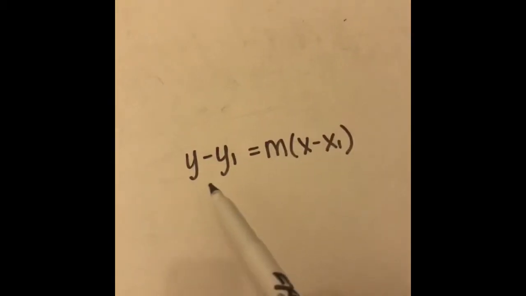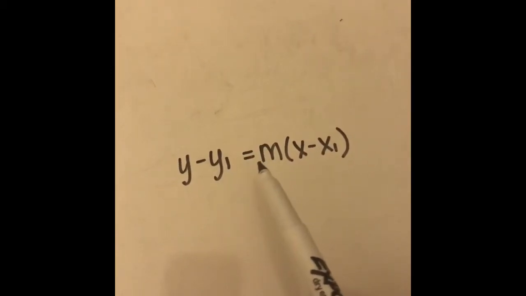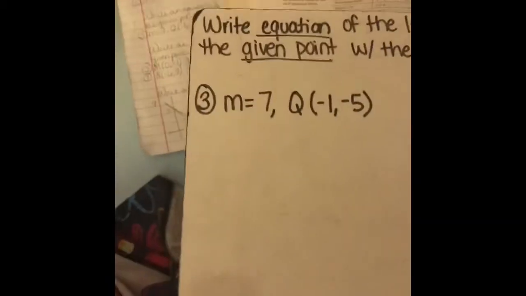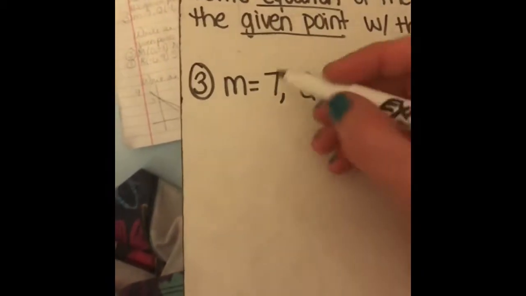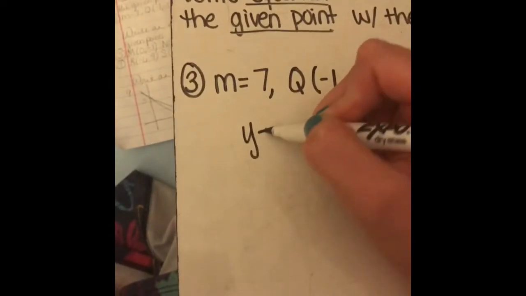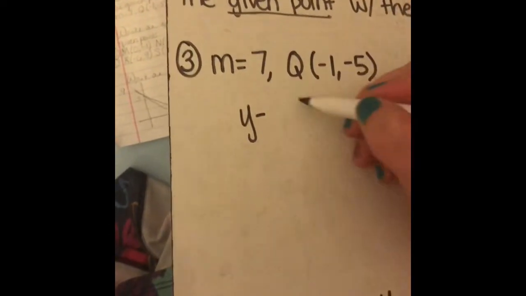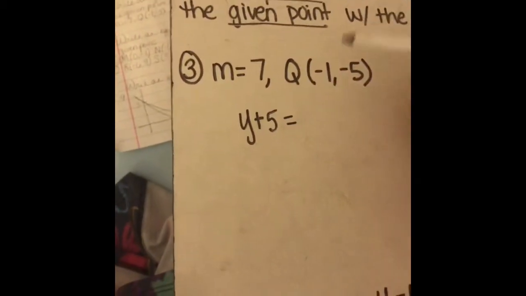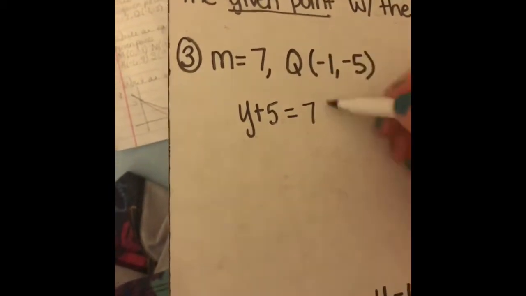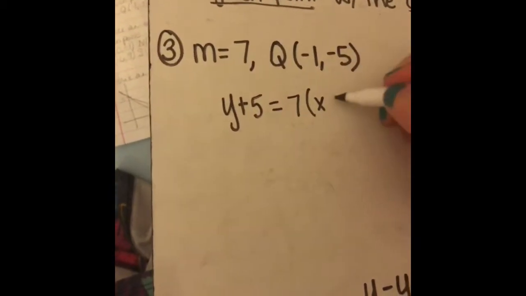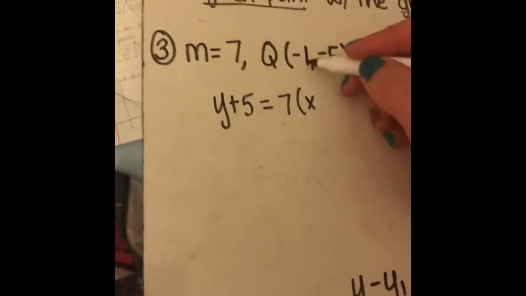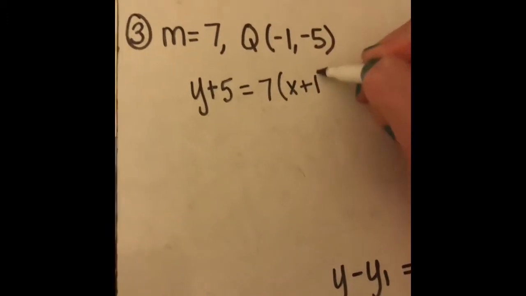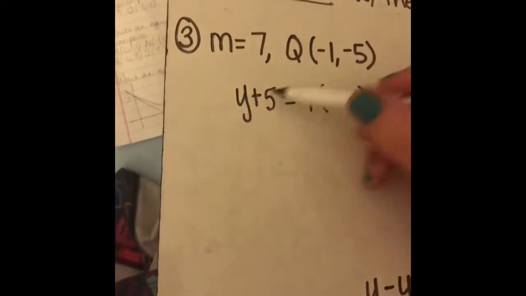So you're going to use this formula, y minus y1 equals slope times x minus x1, okay? So here it gave you your slope. So you have y minus y1, which is negative 5, so you can really just put plus 5, equals slope, which is 7, times x, and then it's minus x1, but because this is already a negative, we can make that a plus 1. Okay, and now you just solve from here.